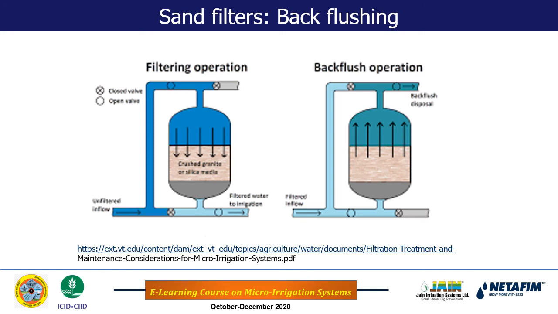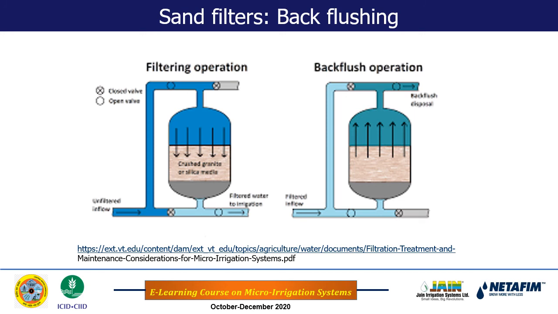If you consider this as the inlet, and top and bottom as the outlet, then in the case of the filtering process, the first valve is closed here, so that water will go from this pipeline into the sand tank. This valve needs to be closed for this purpose, and then water will be filtered. This valve is open, so water will go into the outlet.